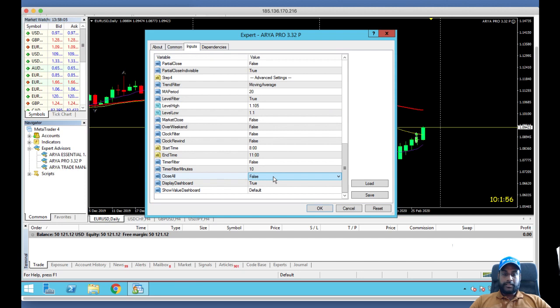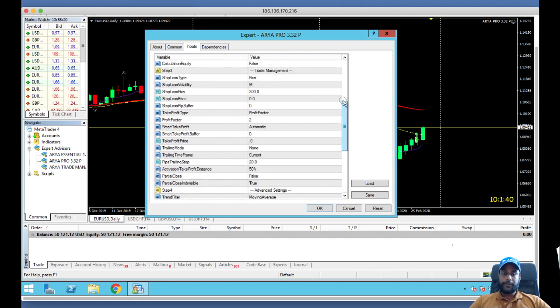Close all. So basically, close all is to close all your positions, and display dashboard is to display the dashboard, and that's it. And the show value dashboard, you can put the value of your account in percentage or in dollars, so it's up to you. I will put it on default.